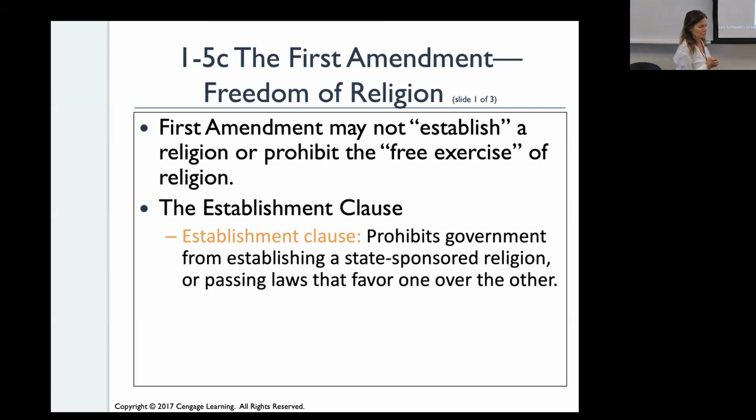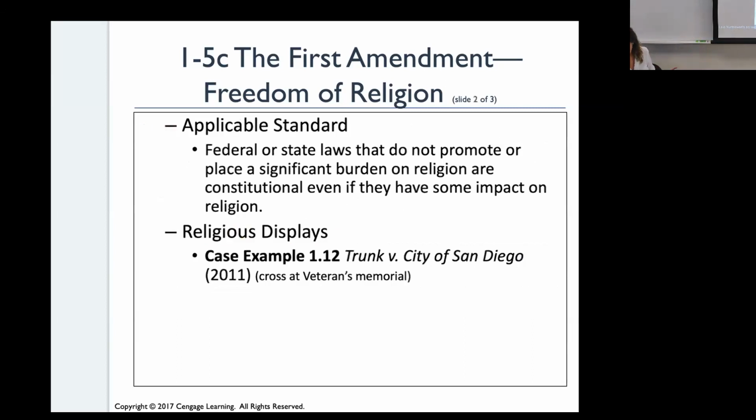Sometimes it makes me wonder, and I haven't really looked much into it, when you have states that have predominantly one religion, like Utah, right? And I'm sure they have to be really, really careful not to establish any laws that would favor Mormonism, right? Because that would be against the Constitution. Applicable standards: federal or state laws that do not promote or place a significant burden on religion are constitutional, even if they have some impact on religion.